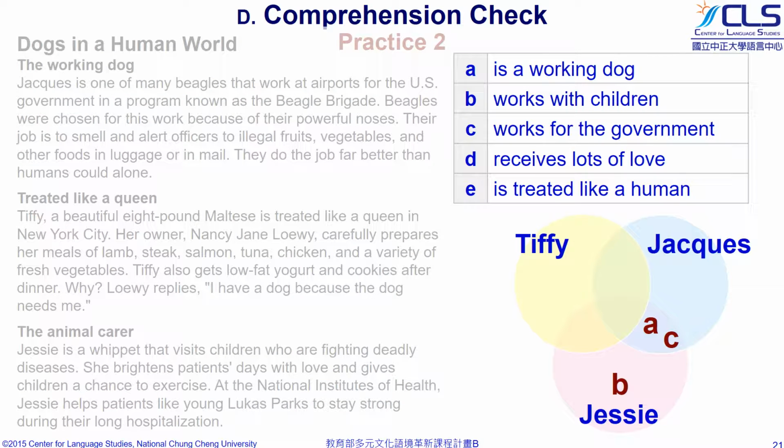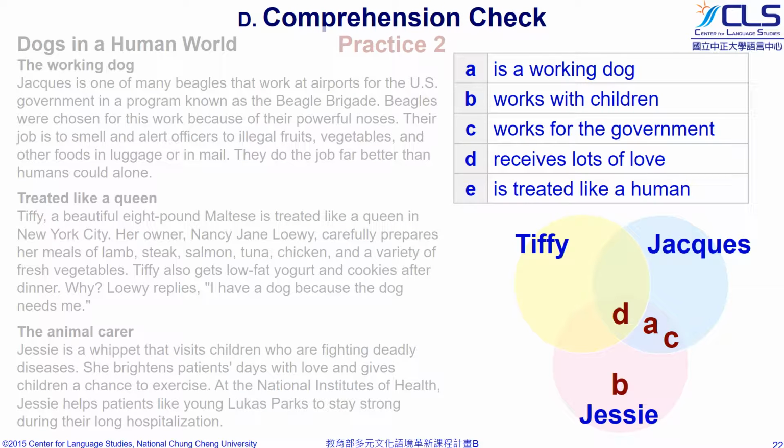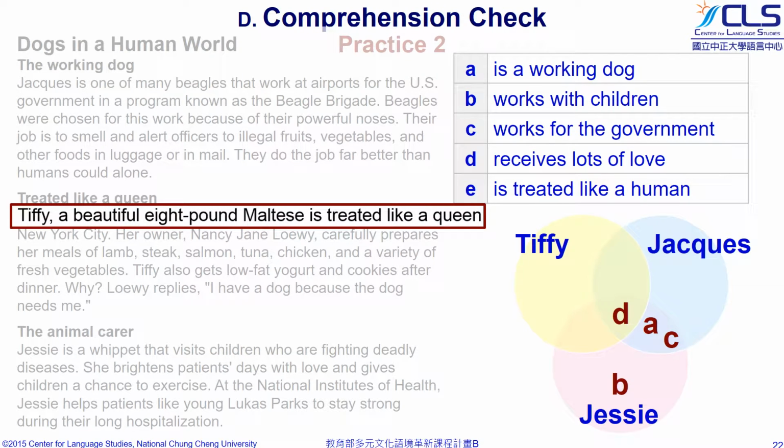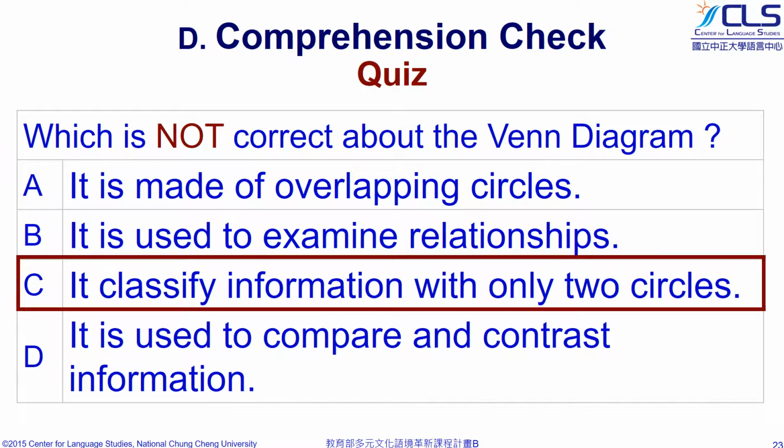Now, we can see these three dogs are all welcomed by humans. So we put D in the overlapped area of these three circles. Finally, only Tiffy was treated like a queen, so we put E in Tiffy's circle. Now, choose the one that's incorrect. Can you find out the answer?